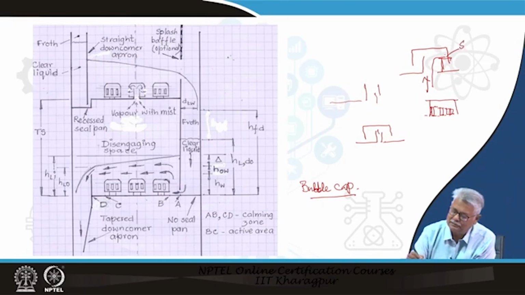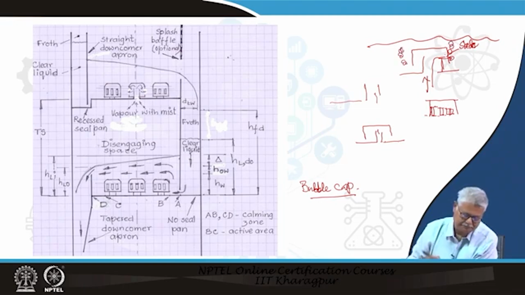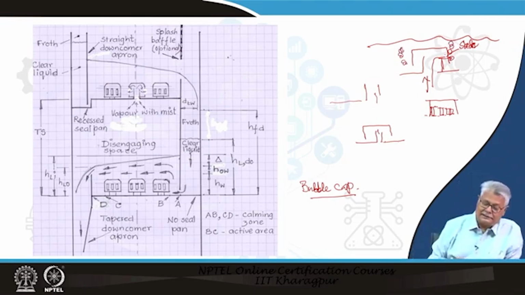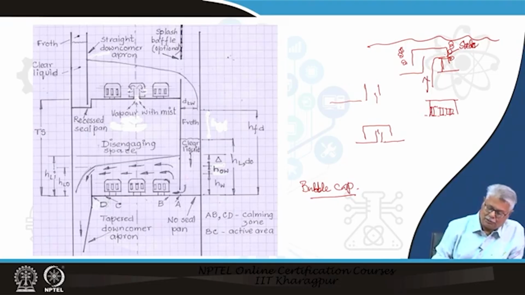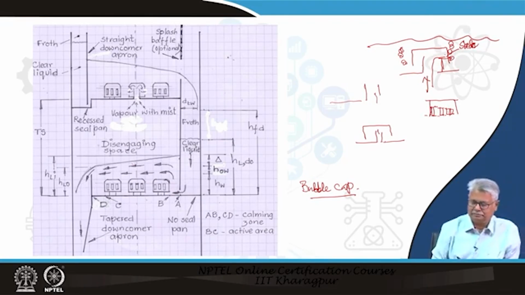You have the slots here, and the entire thing is dipped in liquid. So, the bubbles form and they go up. The passage of the liquid has been shown here. The liquid from the upper tray falls to this particular tray. It comes out through the bottom of your downcomer, flows over the bubble caps. The bubble caps remain immersed, goes through the downcomer and goes to the next tray.